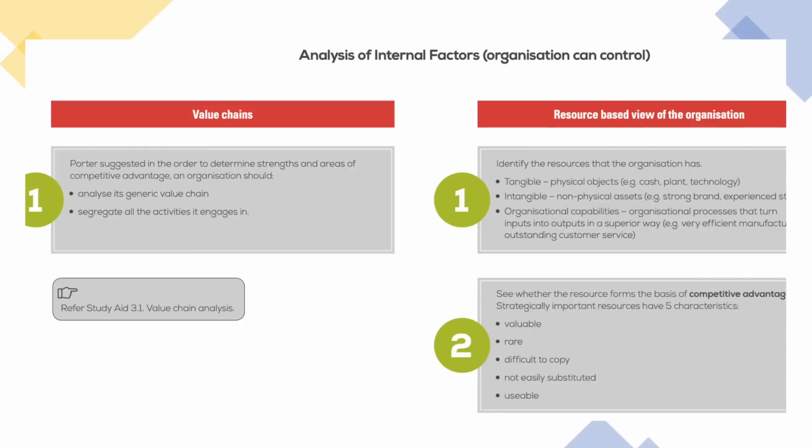So what are the resources? Tangible, intangible, organizational capabilities. Tangible, definitely, can be touched, physical objects. Intangible, non-physical assets, strong brand, experienced staff. Organizational capabilities are actually organizational processes that turn inputs into outputs in a superior way. Examples: very efficient manufacturing, outsourcing, outstanding customer service.